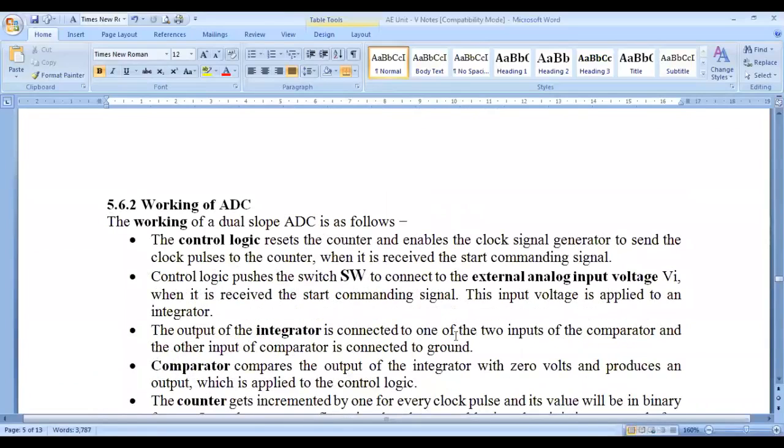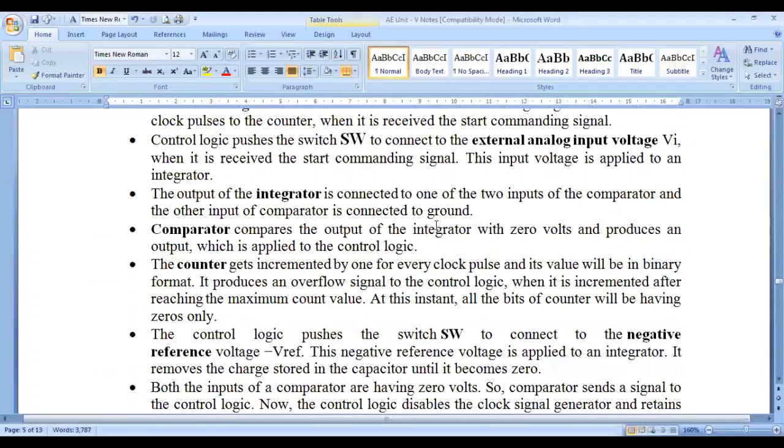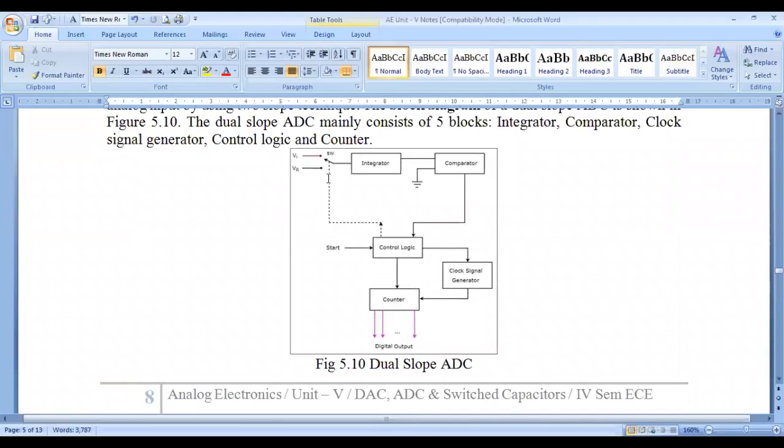That input voltage is applied to the integrator. The output of the integrator is connected to one input of the comparator, where it is compared to ground. The comparator compares the output of the integrator with 0 voltage and produces an output which is applied to the control logic. Now the counter keeps on incrementing for every clock pulse and reaches the maximum count value. Maximum count value means all the bits will become 0. At that time, the control logic will give a signal to the switch to move from Vi to VR.